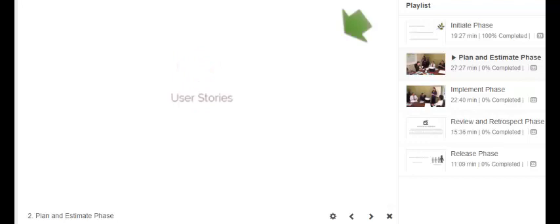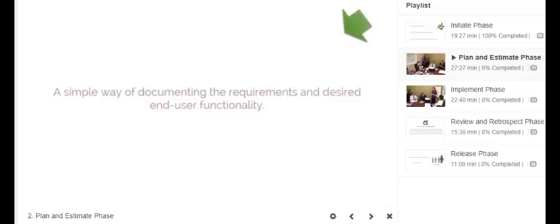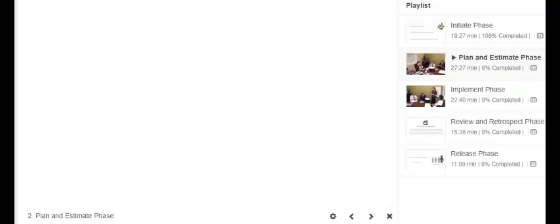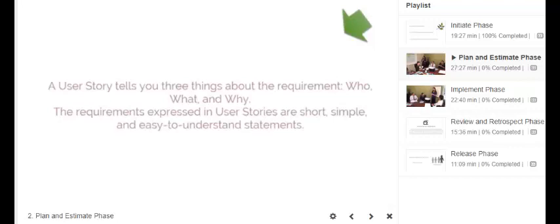User stories. User stories are a simple way of documenting the requirements and desired end user functionality. A user story tells you three things about the requirements: who, what, and why. The requirements expressed in user stories are short, simple, and easy to understand statements. The predefined standard format results in enhanced communication among the stakeholders and improved estimations by the team.